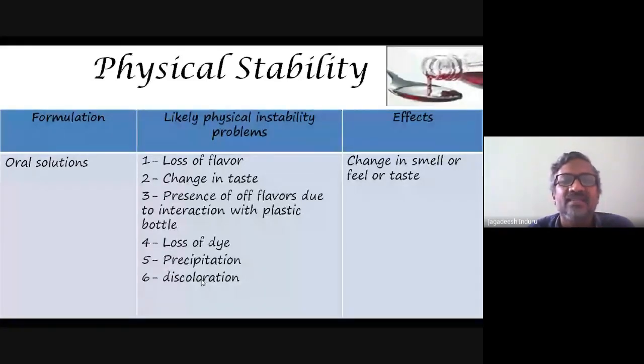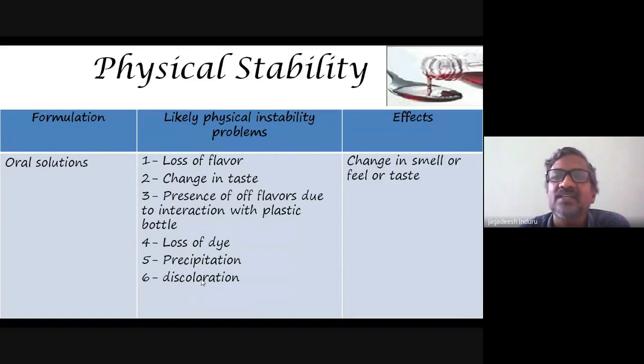Presence of off flavors due to interaction with the plastic bottle, and previously when the flavor was added it was optimum, but it will not have any flavor now because it got absorbed because of the stability problem. Loss of dye: the dosage form will become pale, sometimes colorless. Precipitation of the color or any excipient, or discoloration, where it becomes patchy with regions of low color. So the change in the smell or the feel or the taste is something we see as a sign that something is going on with the bottle.